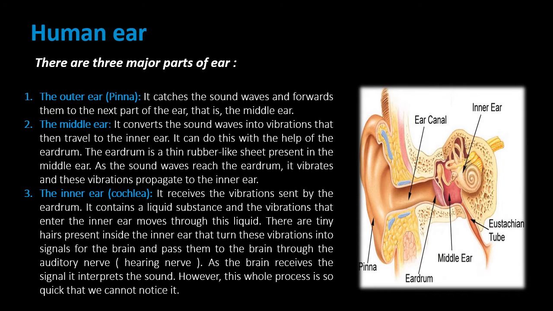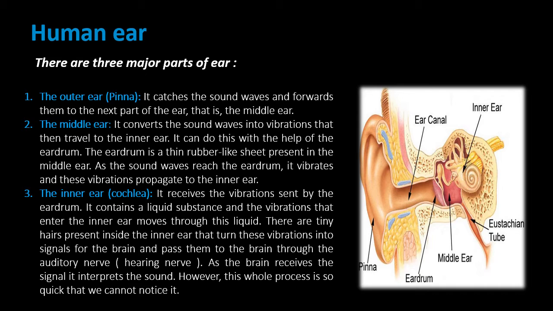There are three major parts of the ear. The first one is the outer ear or pinna, which is a flap-like structure. It catches the sound waves and forwards them to the next part of the ear, that is the middle ear. The middle ear converts the sound waves into vibrations that then travel to the inner ear. It can do this with the help of the eardrum. The eardrum is a thin, rubber-like sheet present in the middle ear. As the sound waves reach the eardrum, it vibrates and these vibrations propagate to the inner ear.